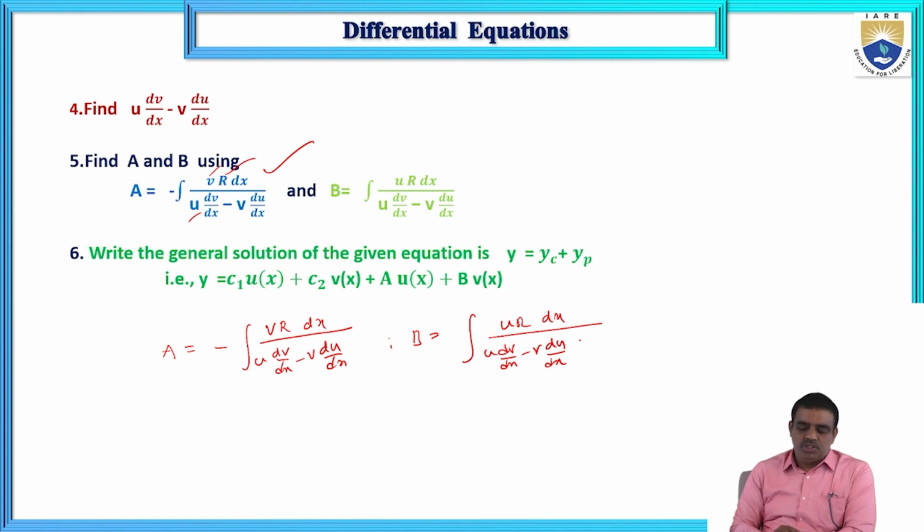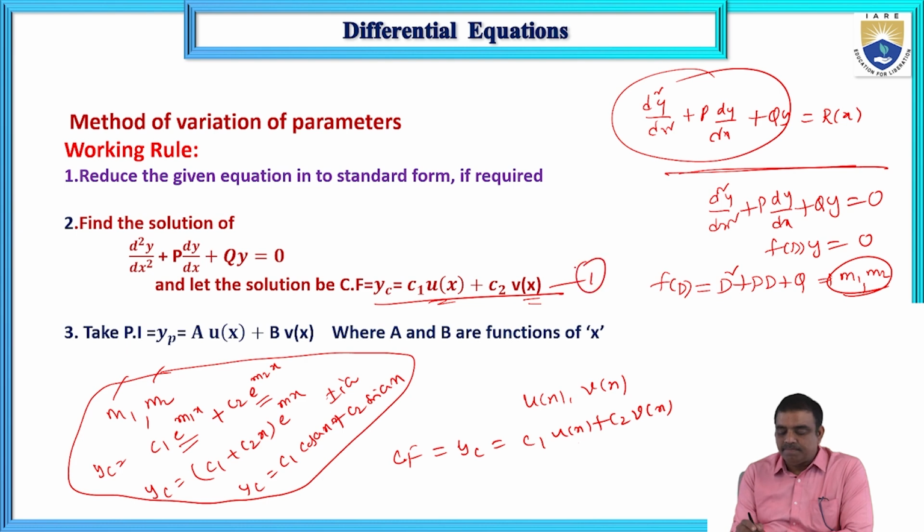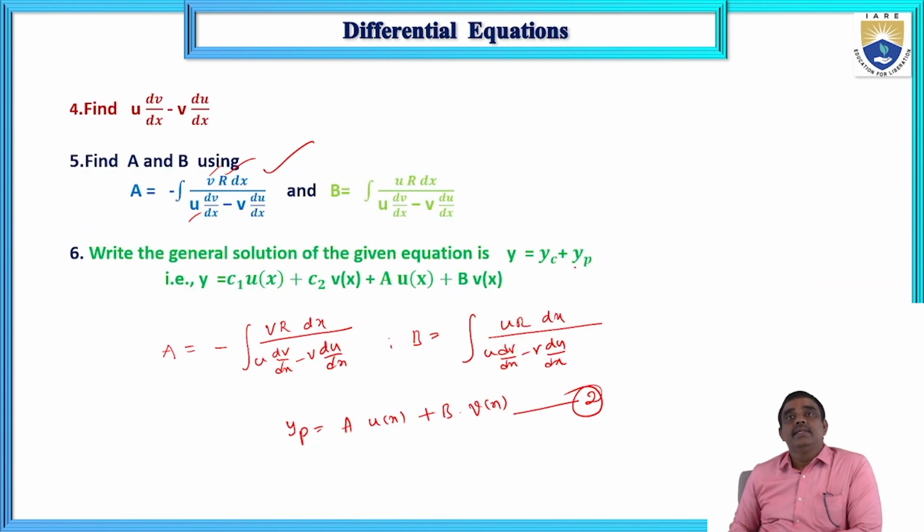So, on using these formulas, we find a and b, then yp is equal to, you replace a and u of x as it is, plus b into v of x. So, this is the second part of the solution, yp. Already we have calculated the first part as yc, and yp can be done by using the formulas for a and b.